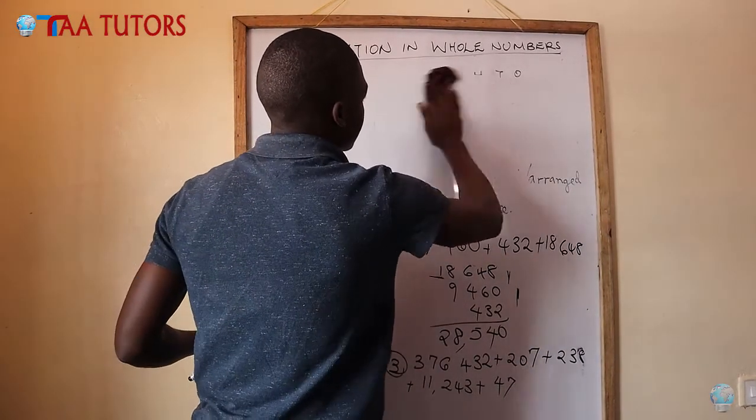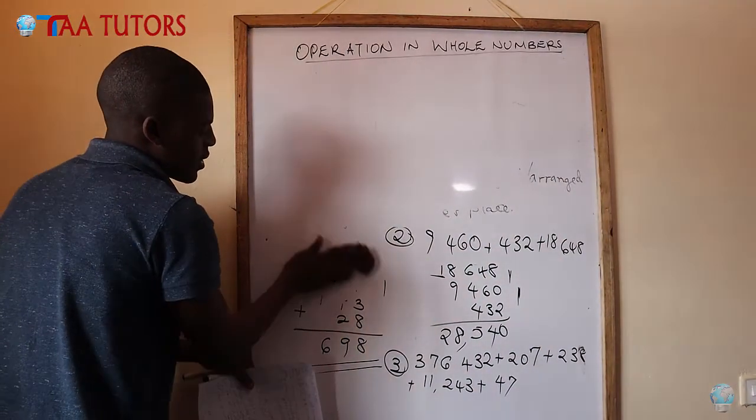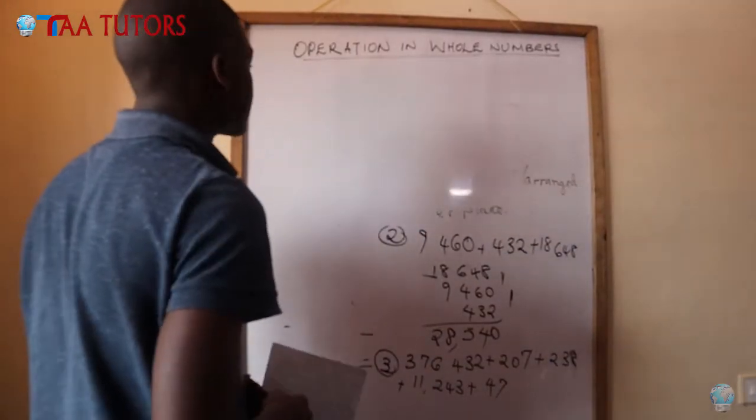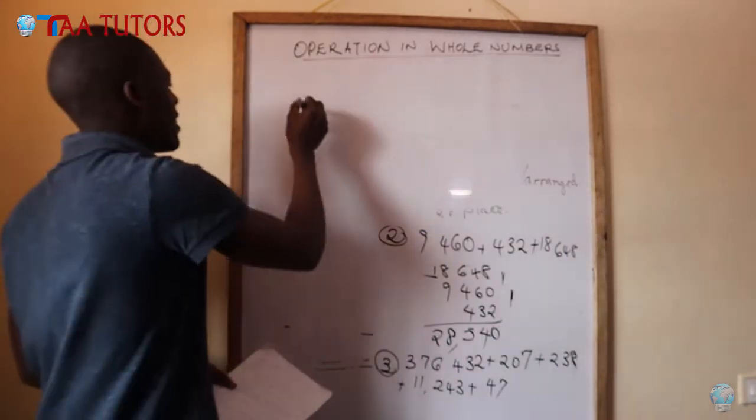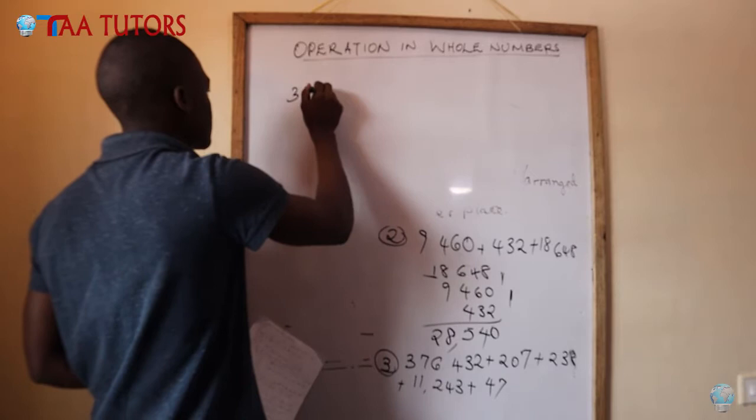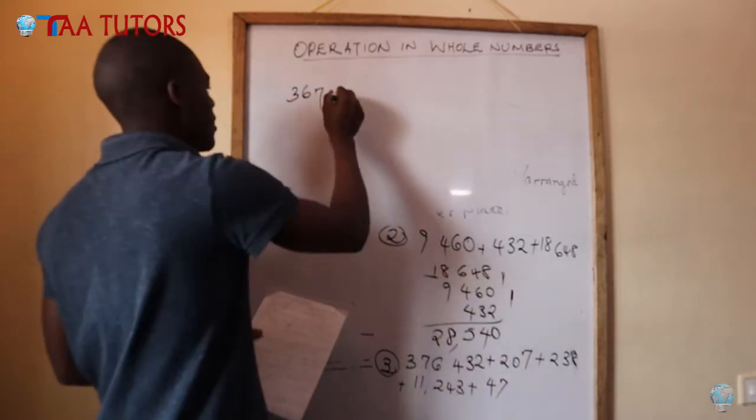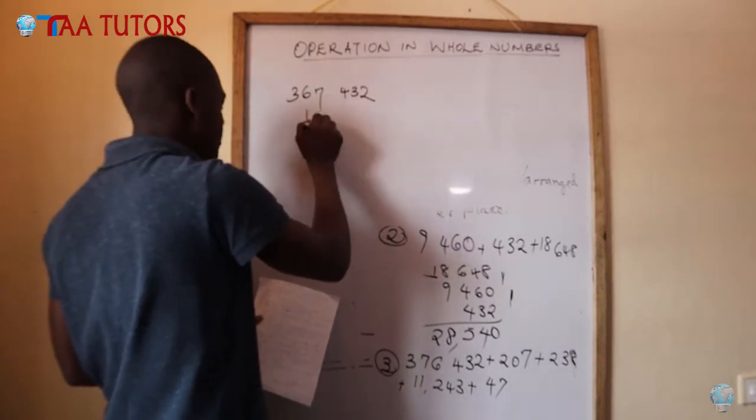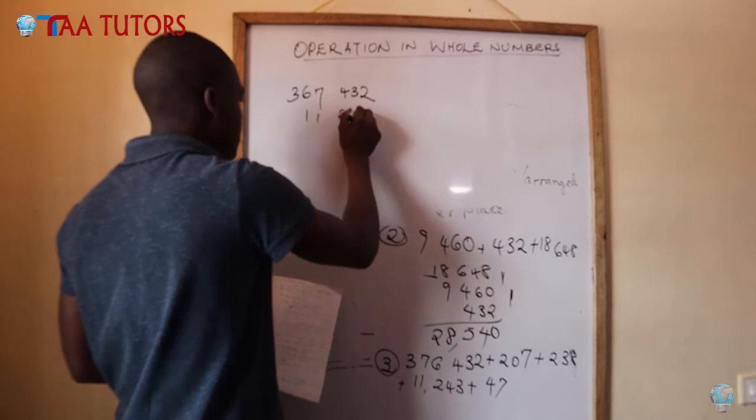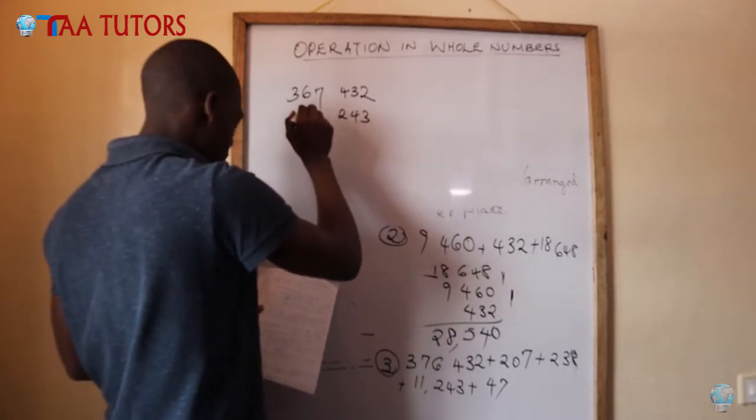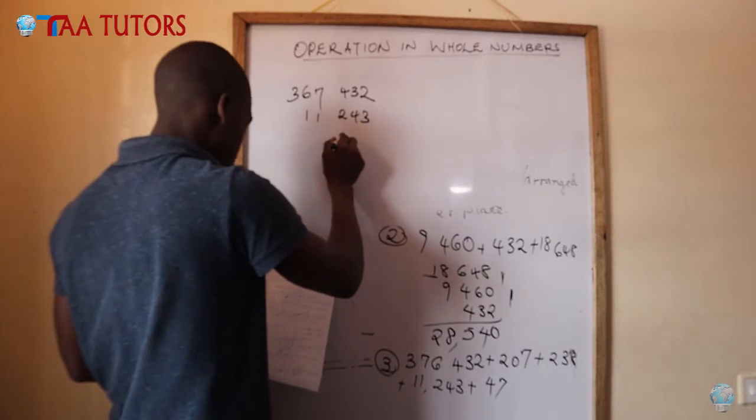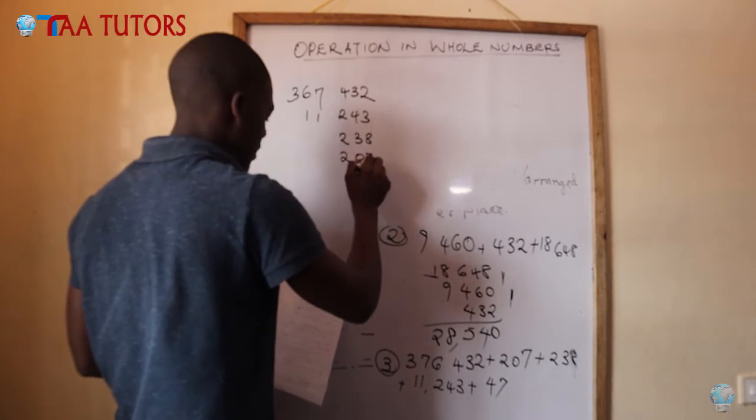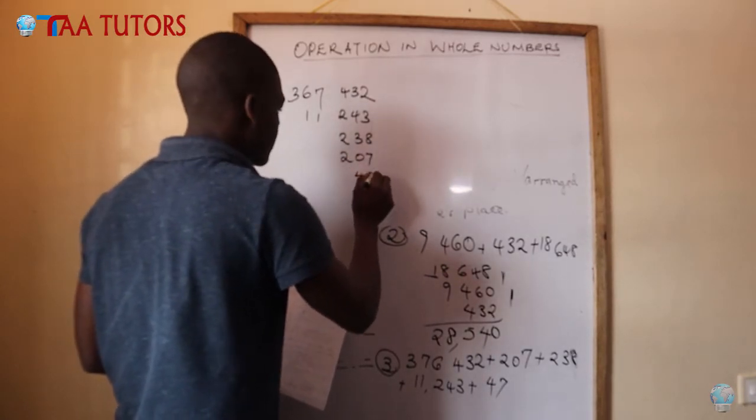So what we do is to arrange them according to their place values, starting with the biggest value, that is 376,432. We go to 11,243. We move to 238, then 207, and lastly 47.